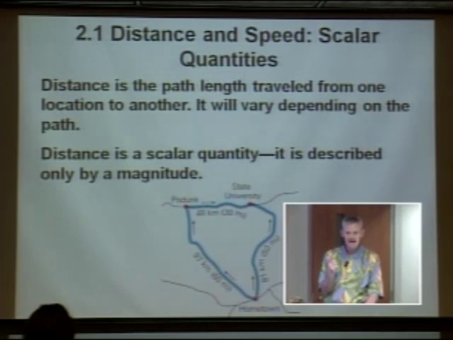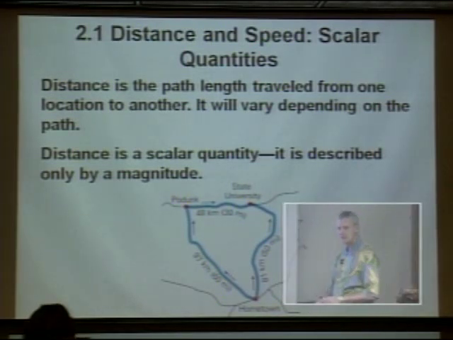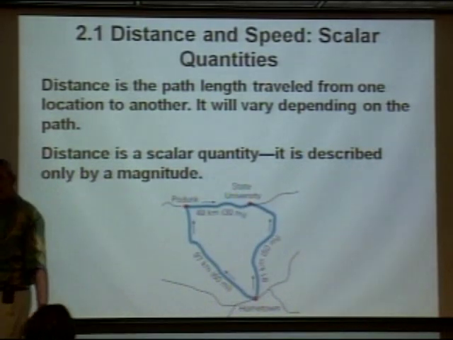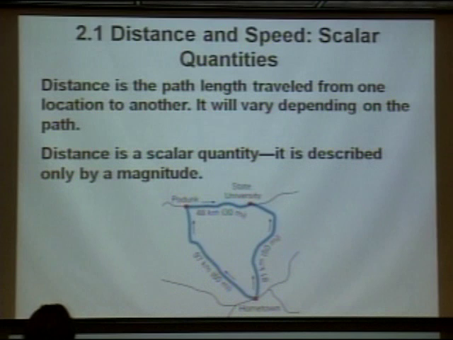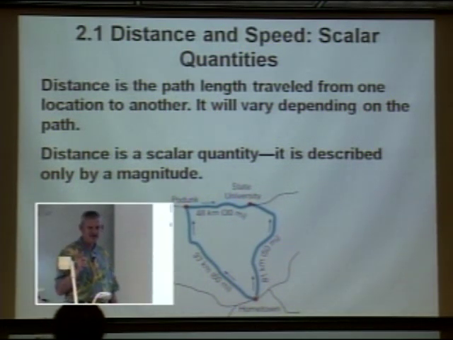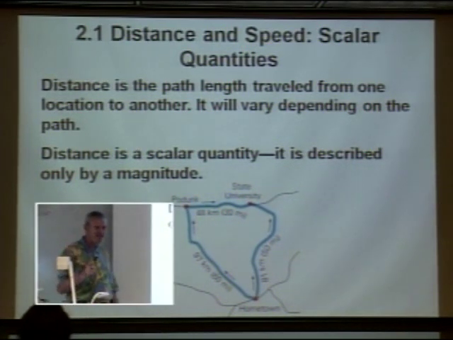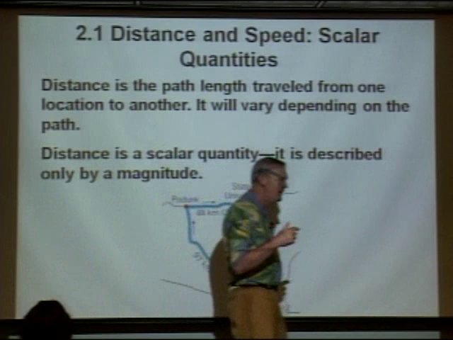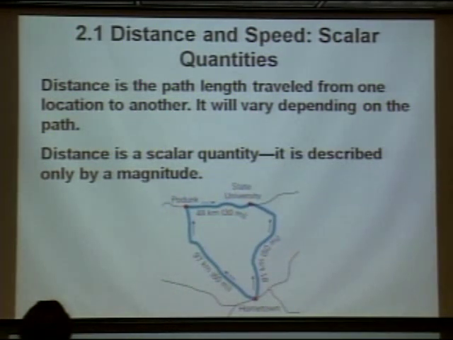Here's the difference between a speed and a velocity. Here's a speed: I was going 70 miles an hour on my motorcycle. Here's a velocity: I was going 70 miles an hour east on my motorcycle. You have to have a magnitude and a direction to be a vector. But to be a scalar, it's just a number.